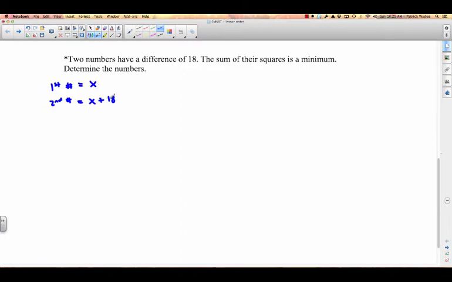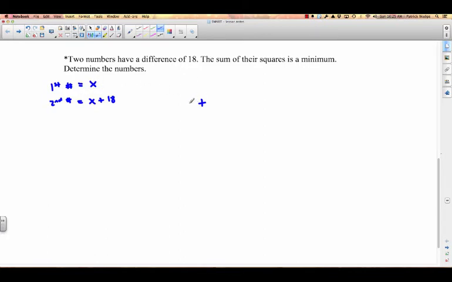I like x plus 18 here, because I like dealing with pluses and not minuses. Alright, so we've dealt with this first sentence. 2 numbers have a difference of 18. First one's x, second one's x plus 18. The sum of their squares. Sum means add, but what we're adding together is not these 2 things, but the square of those 2 things.